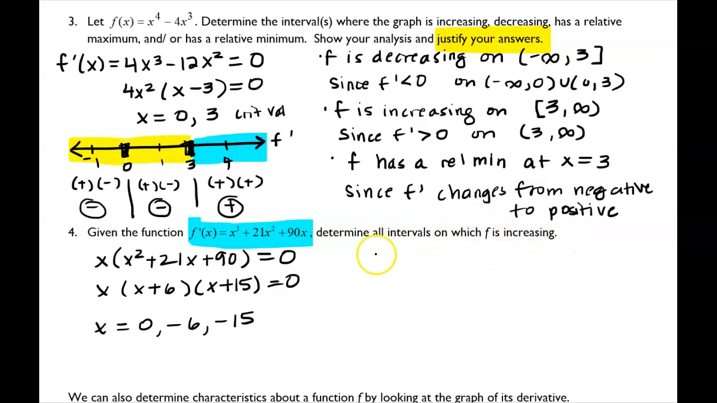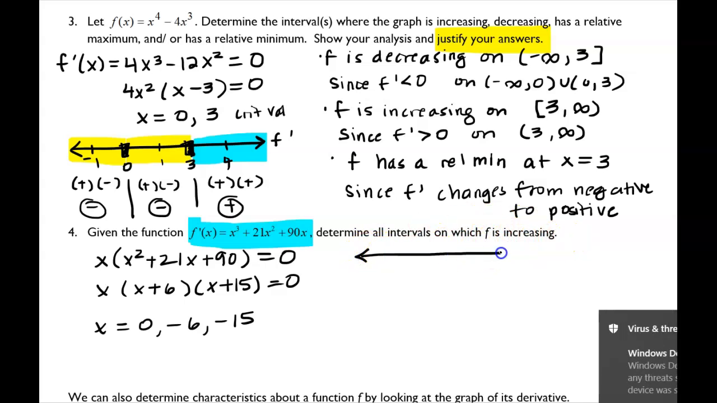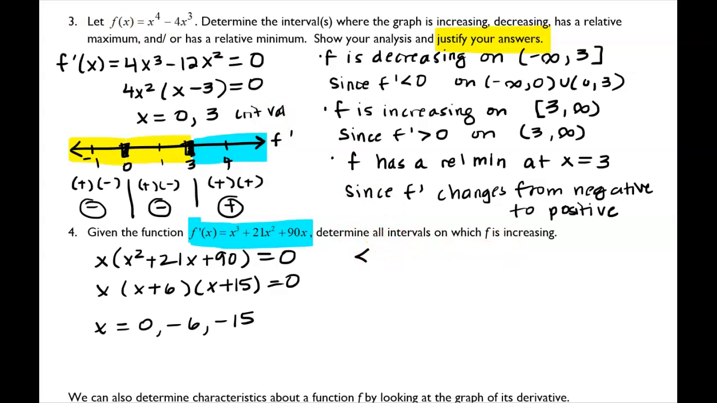If we're determining where f is increasing, we need to make our sign chart. And so, actually, let me make that a little bit bigger. We've got a lot of numbers here to plug in. We've got negative 15, negative 6, and 0.